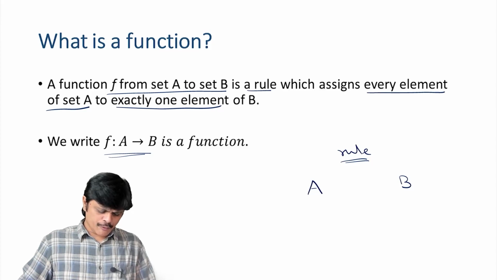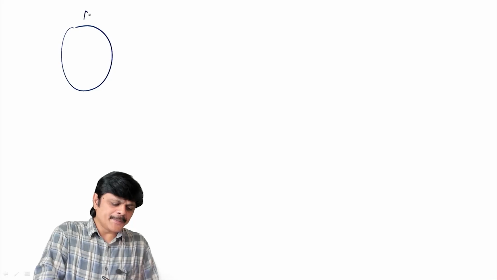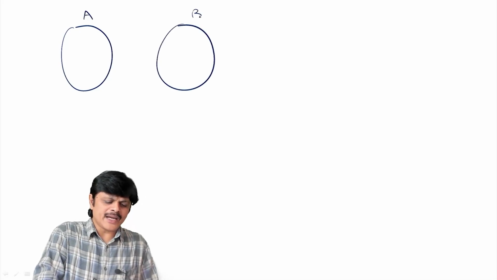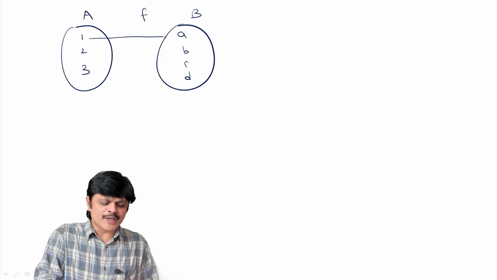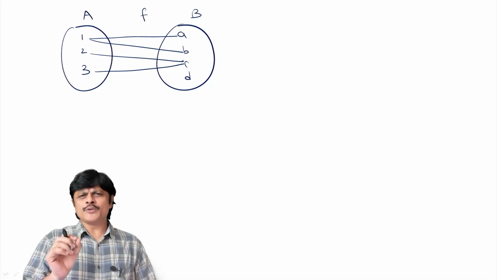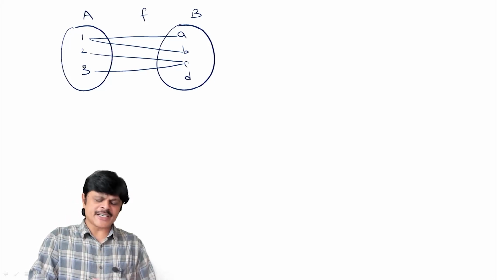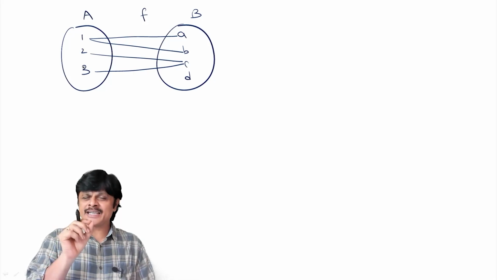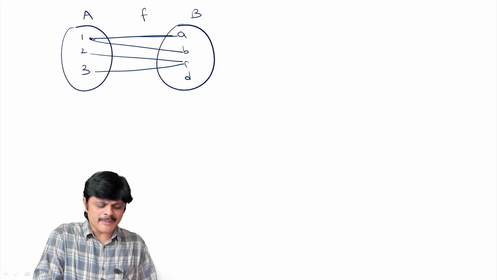So if you see this example, suppose you are having a set A and another set B, and we are having a rule. Say set A is having elements 1, 2, 3, and set B is having elements A, B, C, D. Now I have a rule which assigns 1 to A, 1 to B, 2 to C, 3 to C. Is it a function? See, go with the rule. What should the rule do? Every element of set A should be used. Every element of set A is used, fine. Every element of set A is assigned to exactly one element of set B. But this element is assigned to two elements.